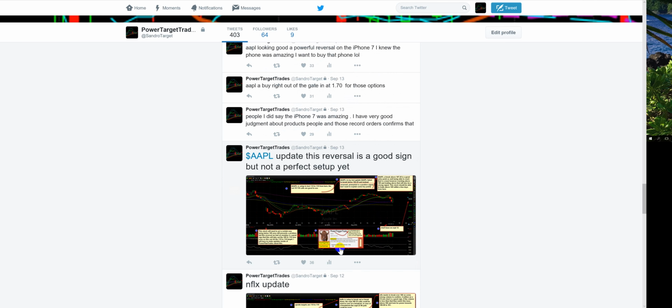Okay, so this trade here, this is where I posted this pre-market. You can see by how I explained that over here. And then I made comments throughout the day. Okay, I said update, Apple update. This reversal is a good sign, but not a perfect setup yet.